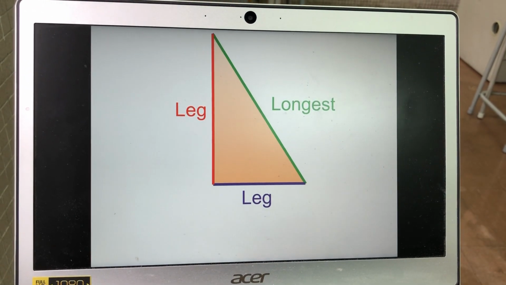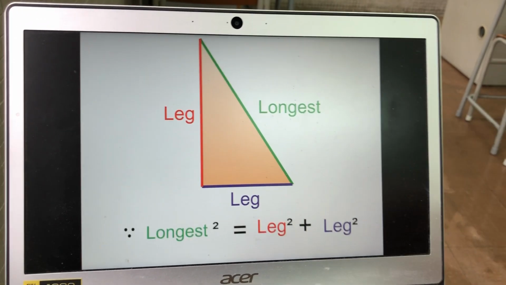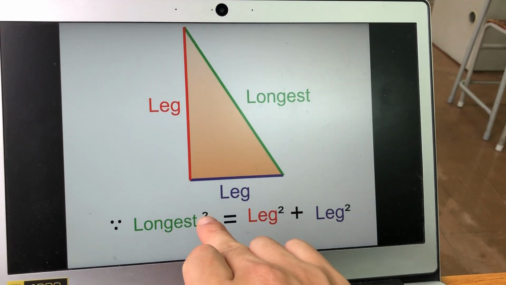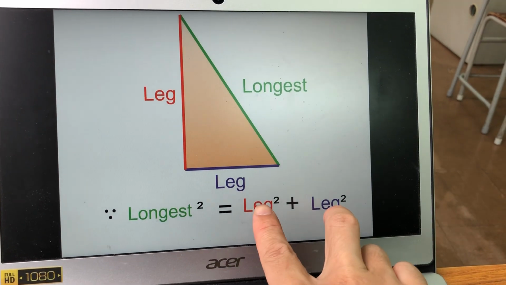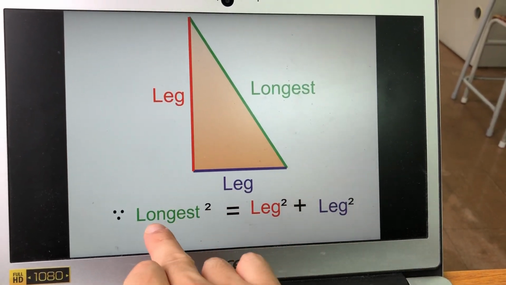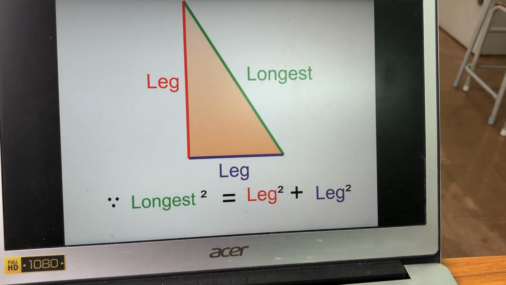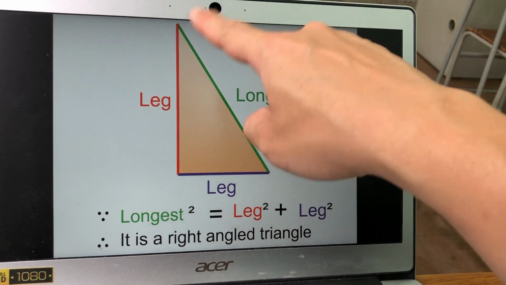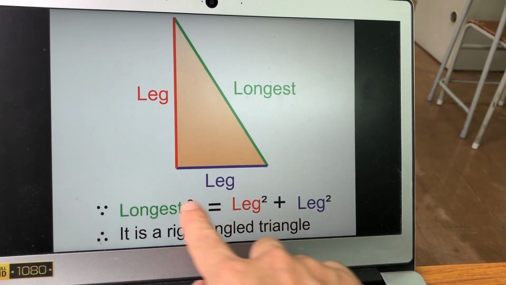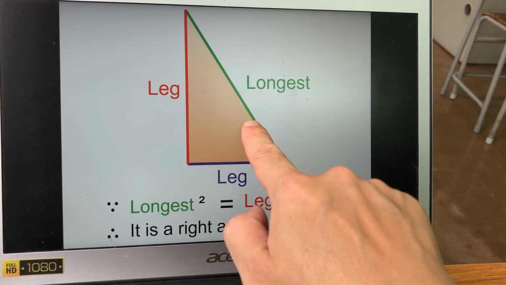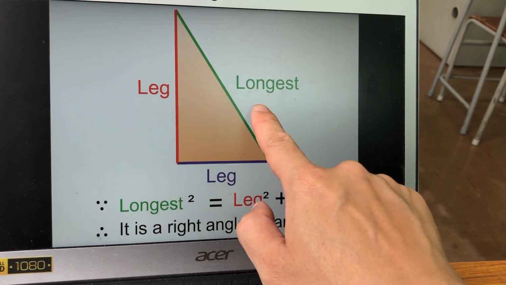And if you find that these three sides have a special relationship, which is that the longest length to the power of 2 is equal to the sum of the legs to the power of 2, if they do have this relationship, if they are the same, equal, then we have this result. Then we know that it must be a right angle triangle because it satisfies this relationship. It is a right angle triangle. The longest length, in fact, is the hypotenuse.